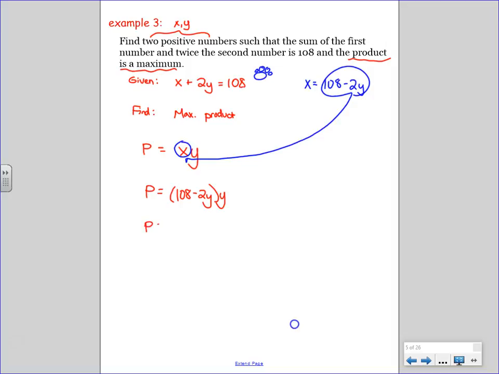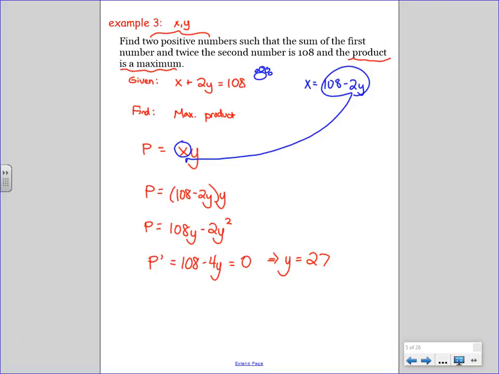Let's distribute, right? 108y. This is what I kind of did quickly in the problem before. You guys caught me though, I did it wrong the first time. What's our goal? What are we supposed to be doing? Finding the max. Finding the max, but to do that we need to find our critical number. So P prime, 108 minus 4y, set that equal to 0, and that's going to happen when y is equal to, what's 108 divided by 4? 27.